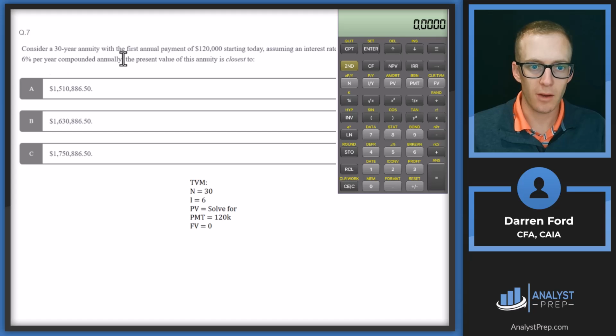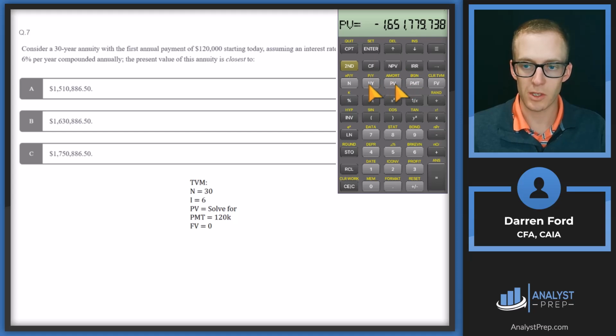So we'll have N of 30, since we're 30 years, and we're doing annual payments, so no adjustment needed there. Interest rate of 6%. Present value is what we're going to be solving for, so we don't have to put anything in there. Future value will be 0 when we're looking at an annuity, and first payment of today is going to be $120,000. So we're going to compute present value now.